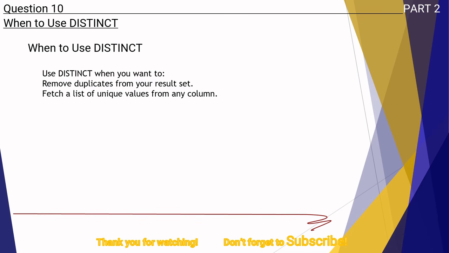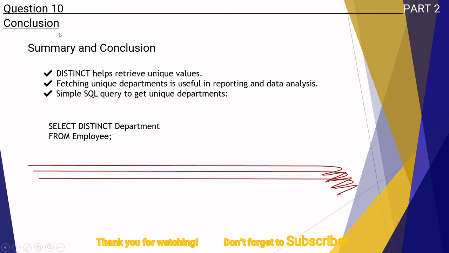You should use the DISTINCT keyword when you want to remove duplicates from your result set or when you need a list of unique values from a specific column, like we did with the department names here. In conclusion, the DISTINCT keyword is a powerful tool in SQL that helps you retrieve only unique values. It is especially useful when fetching unique departments or other data from a table.